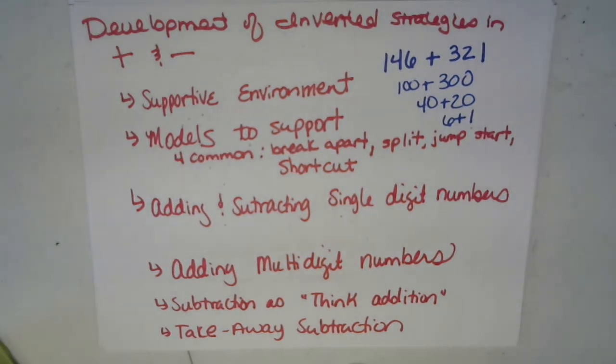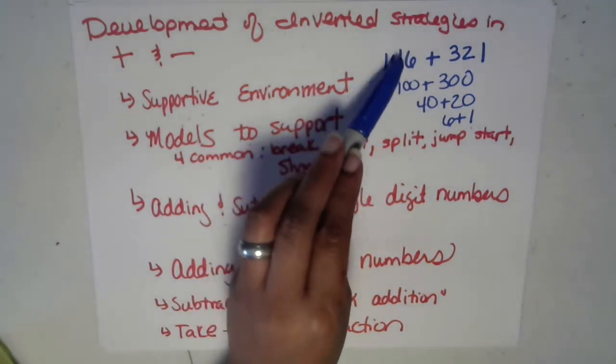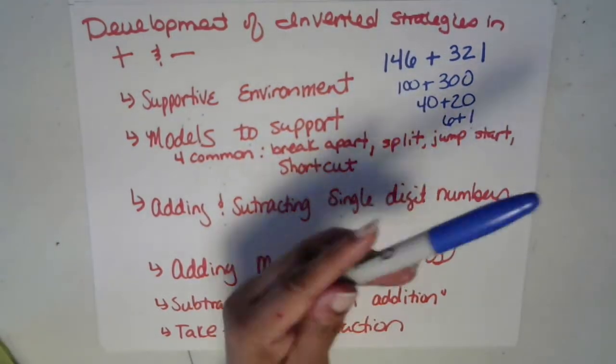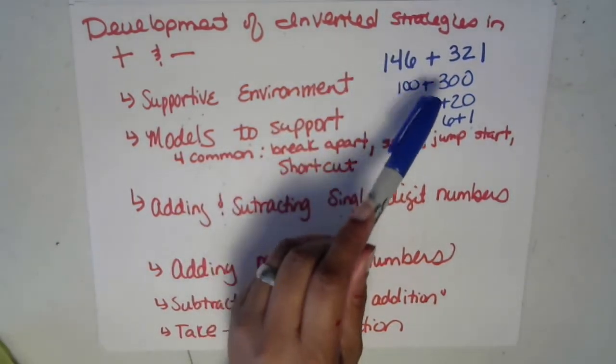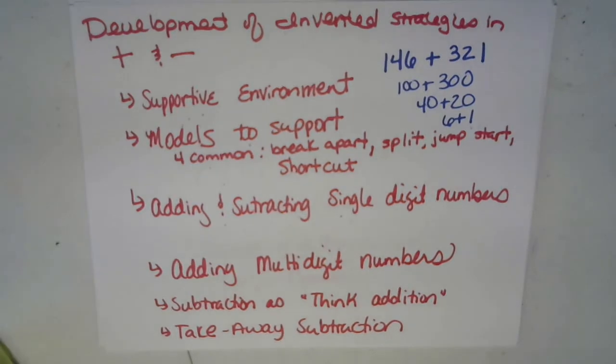The break apart strategy emphasizes decomposing place value. So what we did is we just decomposed this. When we wrote it down, we composed it. We put them as ones, tens, hundreds, and then we decomposed it. We broke it down into hundreds, tens, ones.